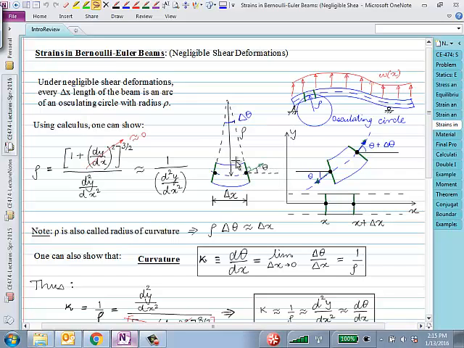So if you look at all of these cross sections, how does that angle change along the length of the beam? d theta over dx, that's the curvature. That's the fundamental strain quantity for beam theory, and it is equal to 1 over the radius of curvature.